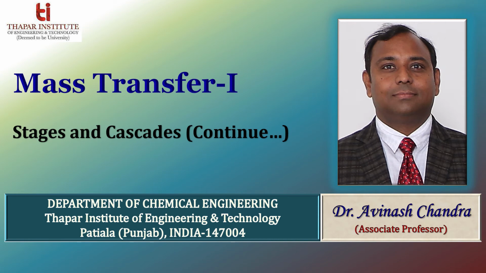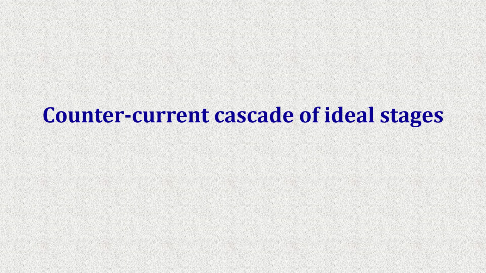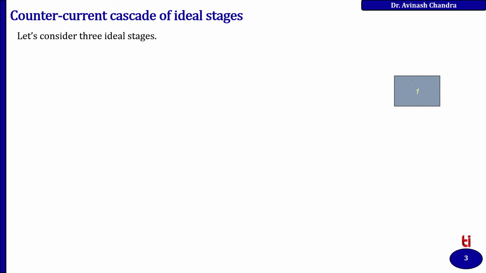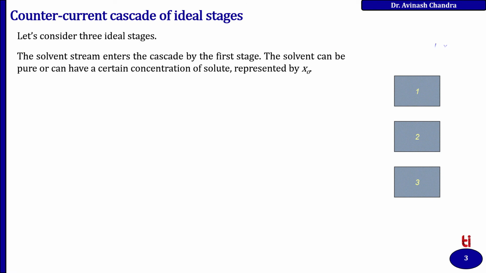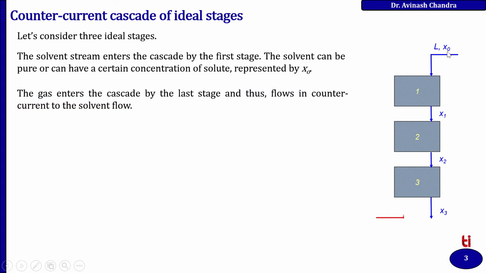As a continuation of the last lecture regarding stages and cascades, we are now discussing the countercurrent cascade of ideal stages. So let us consider three ideal stages 1, 2 and 3. The solvent stream enters the cascade by the first stage, pure or with a certain concentration of solute, represented by X0.